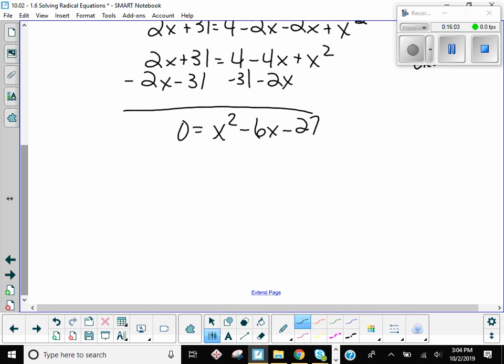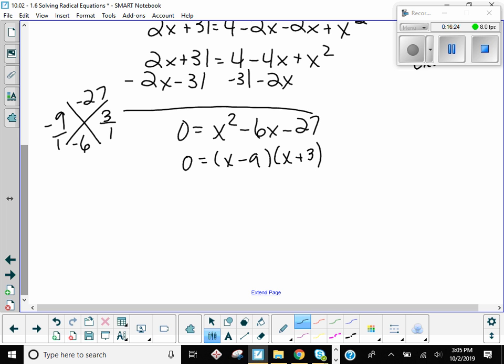And you were factoring that correctly. I came around, I saw your crosses. What multiplies to negative 27 adds to negative 6? You said negative 9 and positive 3. Dividing by the a value doesn't change anything. So your factors are x minus 9 times x plus 3.